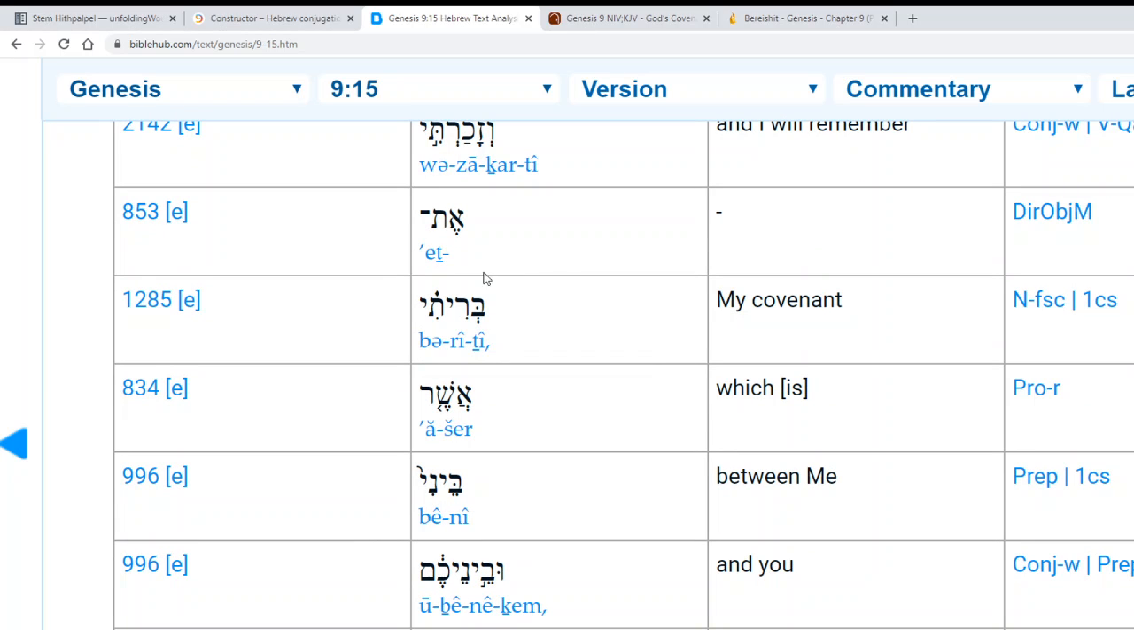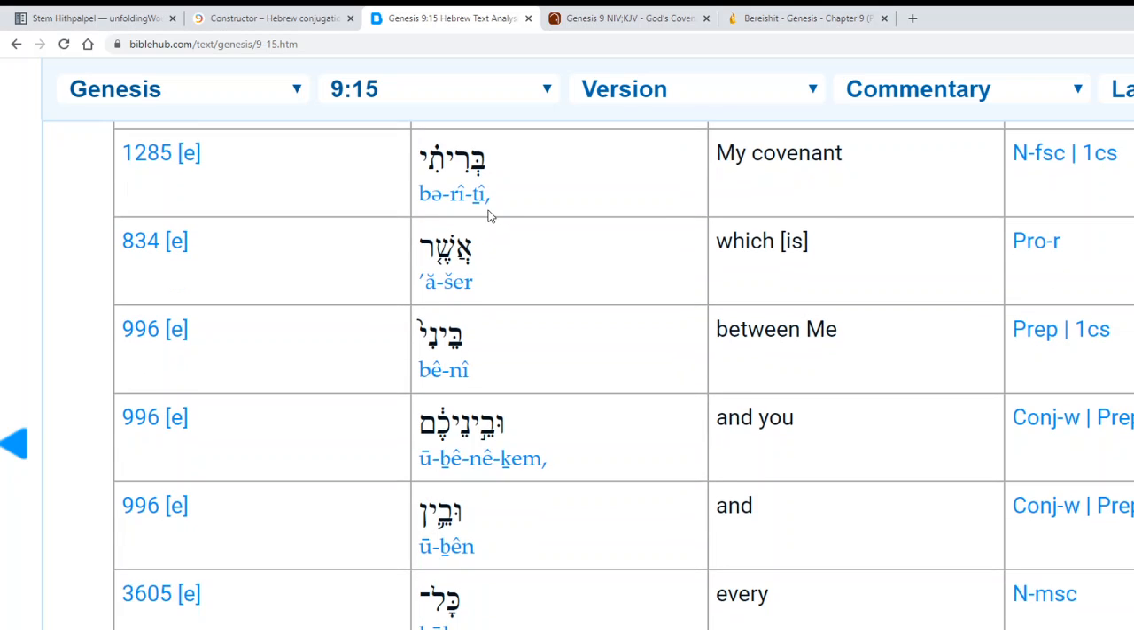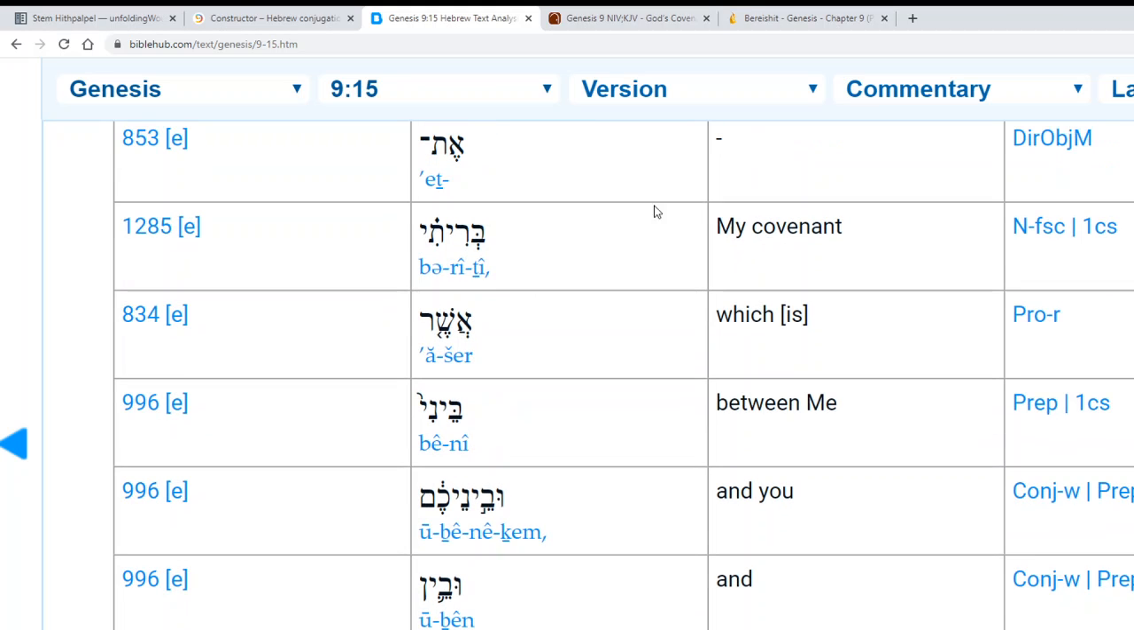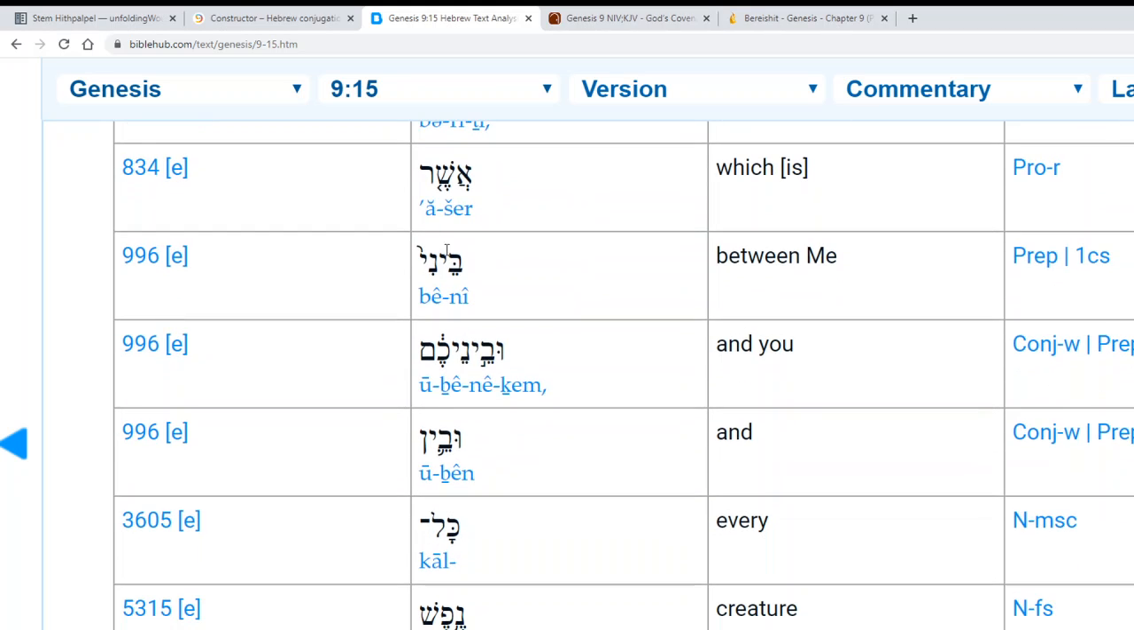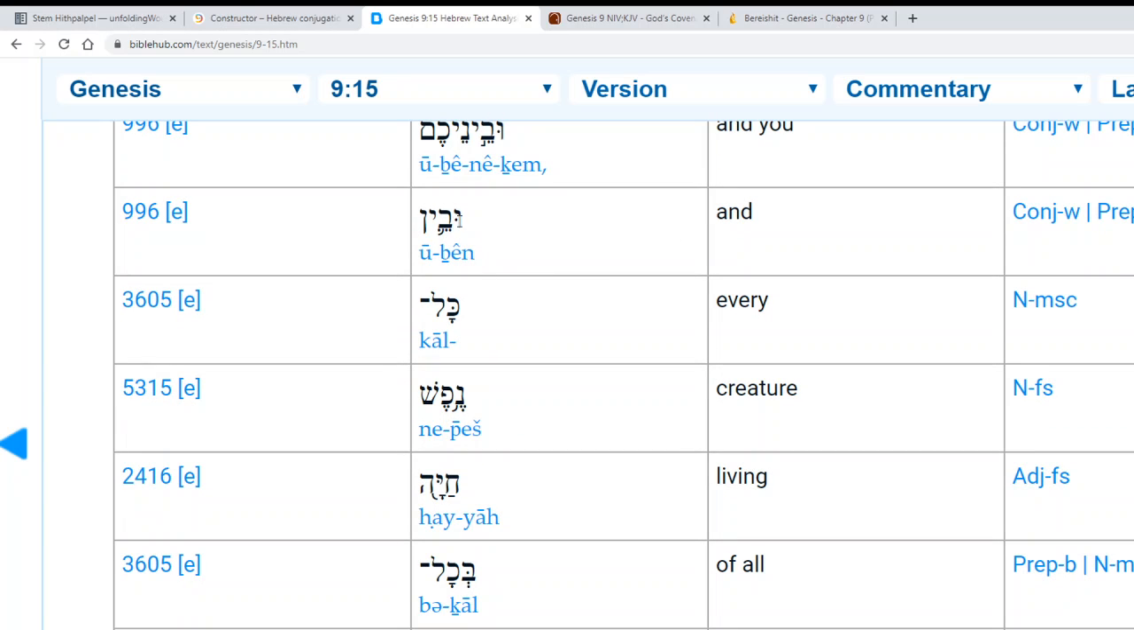Et is the direct object marker, briti, my covenant. These are words we've all had similarly. Asher, so the pronoun relative is being used as the verb is here. Beini uveinechem, between me and, with the conjunctive vav, and with you, everything is written biloi, as we expect. Uvein, so conjunctive vav, between.